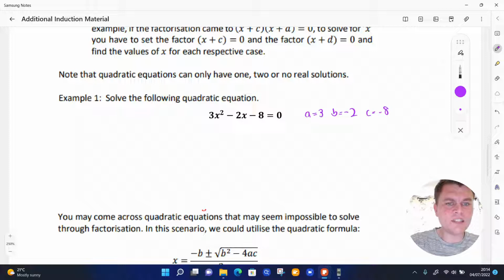Good technique is to look to see, right, what is a times c? a times c is minus 24. So we need the two numbers to multiply to give minus 24, but then add to give minus 2. So just thinking of some pairs of numbers, we know minus 6 times 4 would be minus 24. And if I did minus 6 plus 4, I would get minus 2. So these are going to be the numbers that we're going to use.